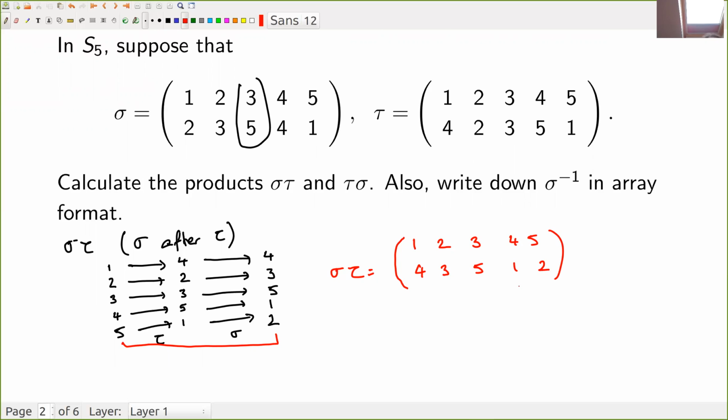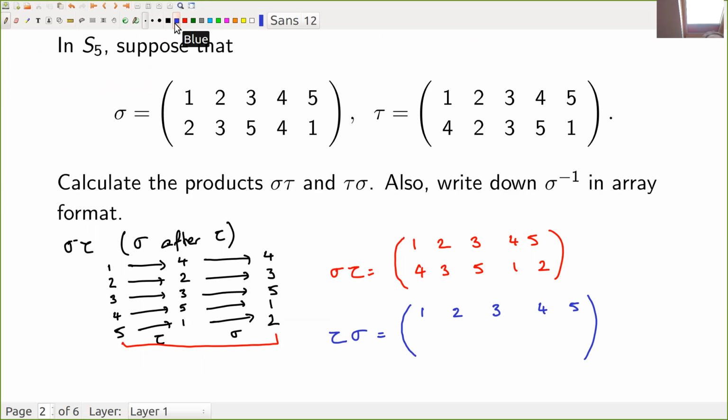If you wanted to calculate the composition of the same two elements, but in the opposite order, we can, of course, do that as well. If we do tau sigma, I'm just going to write down the answer here and let you check that hopefully I've got it right. Tau sigma would be another permutation in S5. So again, it would be writable as something that has 1, 2, 3, 4, 5 in its first row. Again, we're composing the same pair of permutations, but this time we're talking about tau sigma. So tau after sigma, sigma first, then tau, and we can look at what happens to each element.